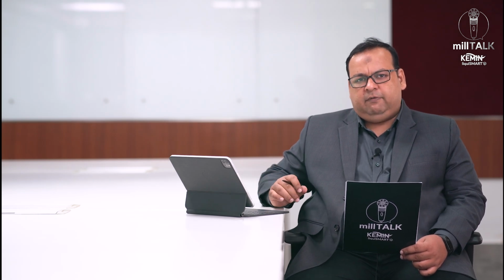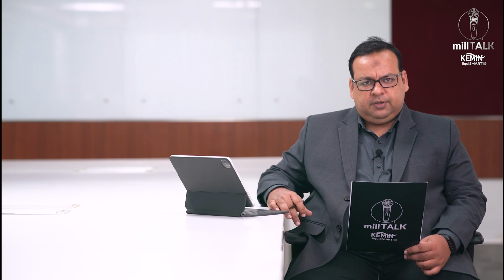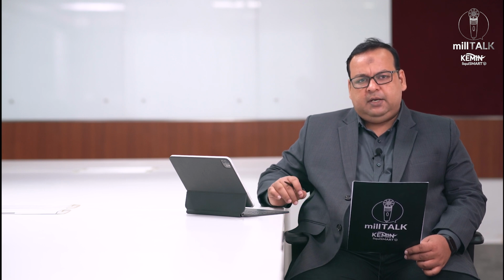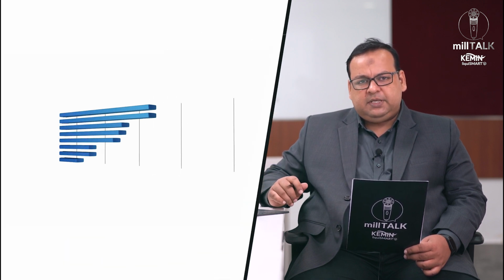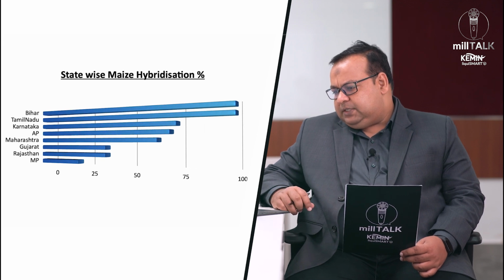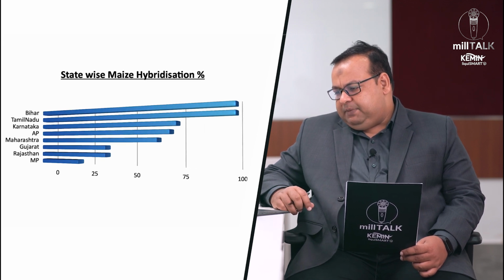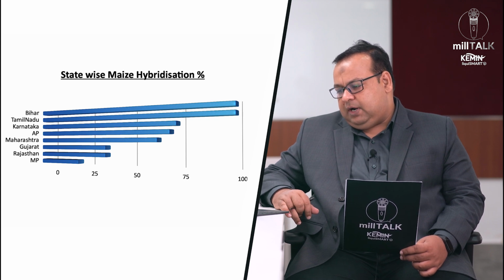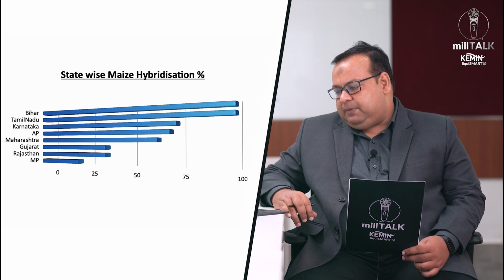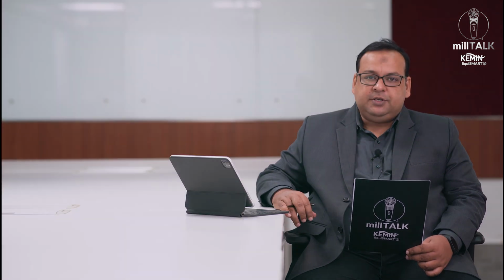Technological intervention is very high in the Indian seed industry for varietal development and quality production. If you look at maize, hybridization is one of the key driving factors in corn production. Hybridization percentage varies from 23% to 100%. In some states like Bihar and Tamil Nadu, you will find 100% hybridization, whereas in other states like Madhya Pradesh, Rajasthan and Gujarat, you will find somewhere 25% to 40% hybridization.